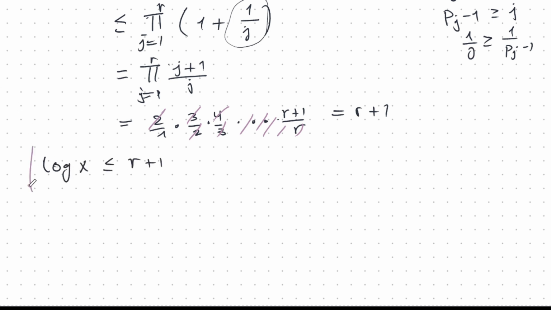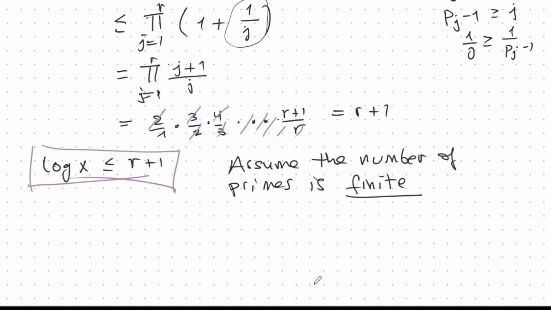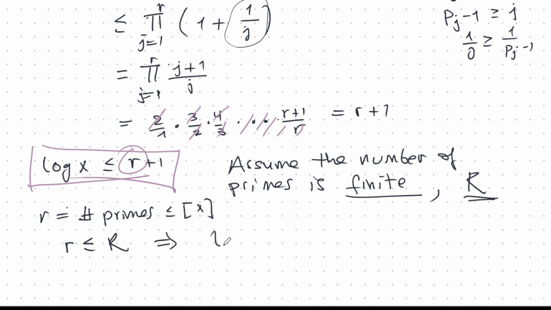Okay, so this is the critical idea. So we have this. Now, let's assume the following. Let's assume that the number of primes is finite, and let's say there's big R of them. Well, this little r is the number of primes less than or equal to x. So r is the number of primes less than or equal to the integer value of x. But if primes are finite and big R is the largest number of them, then this must be less than or equal to big R. And so therefore log x must be less than or equal to R plus 1.